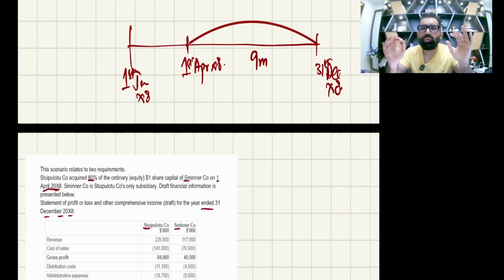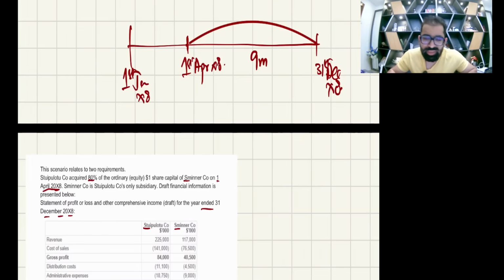So if you want to show the picture of this complete year, the parent company is obviously with us for the whole year. We are the owner of the parent company, but S company is with us for only 9 months. So all the data of S company, sales, cost of sales, everything including the NCI, will be prorated for 9 upon 12. Be careful with 9 upon 12.